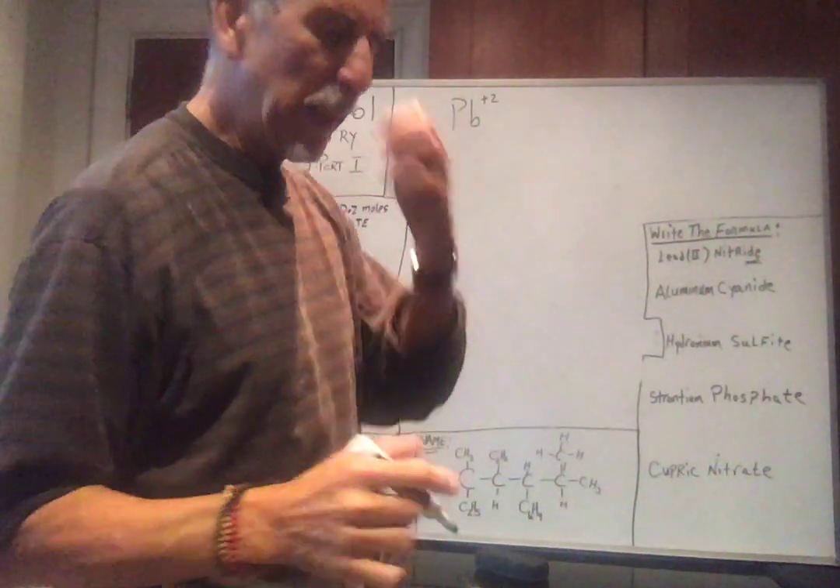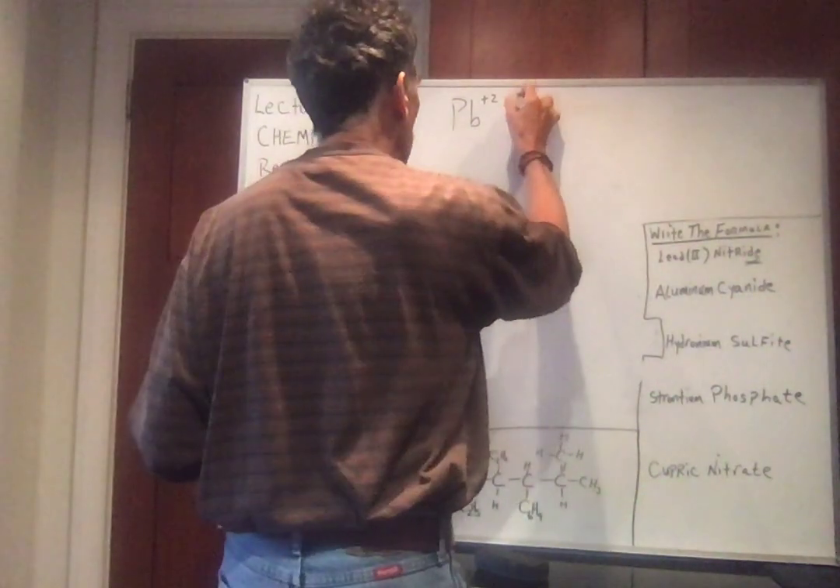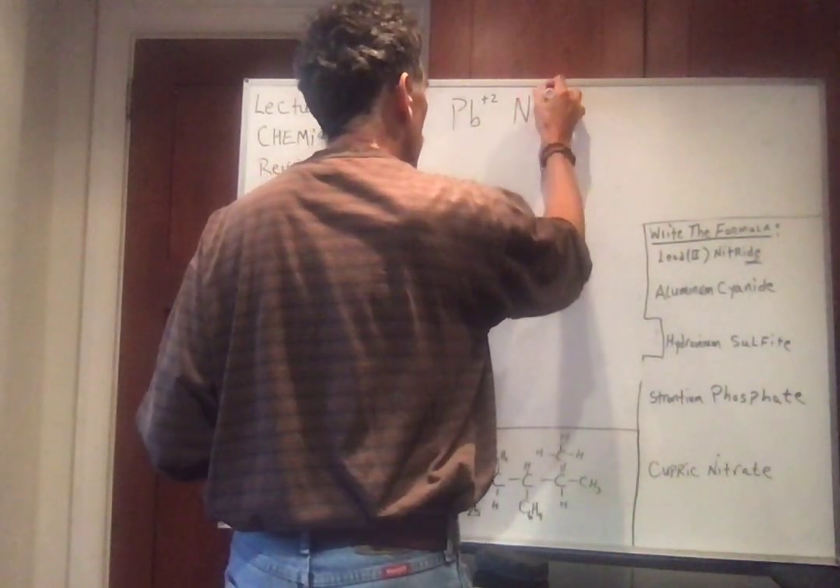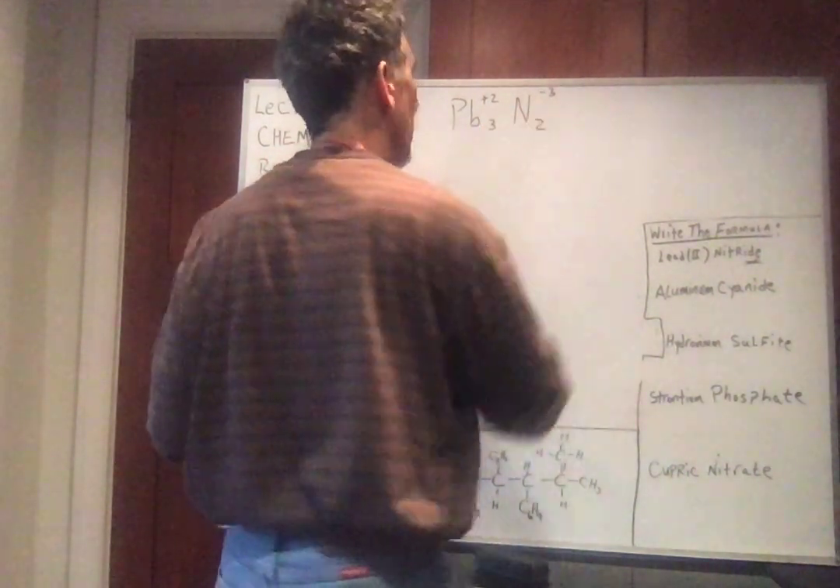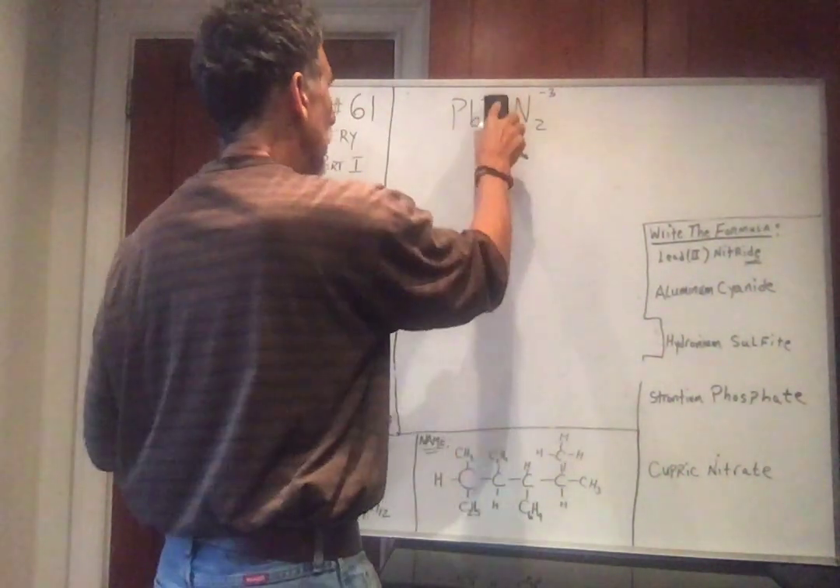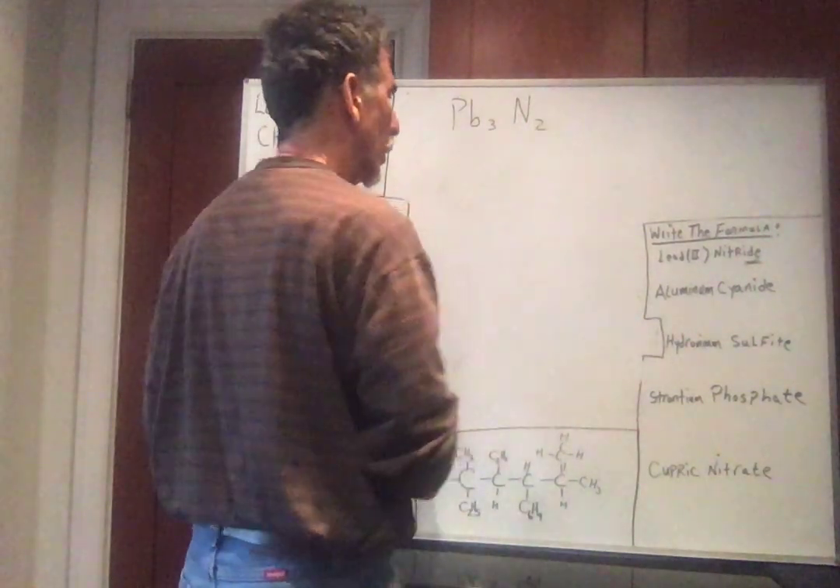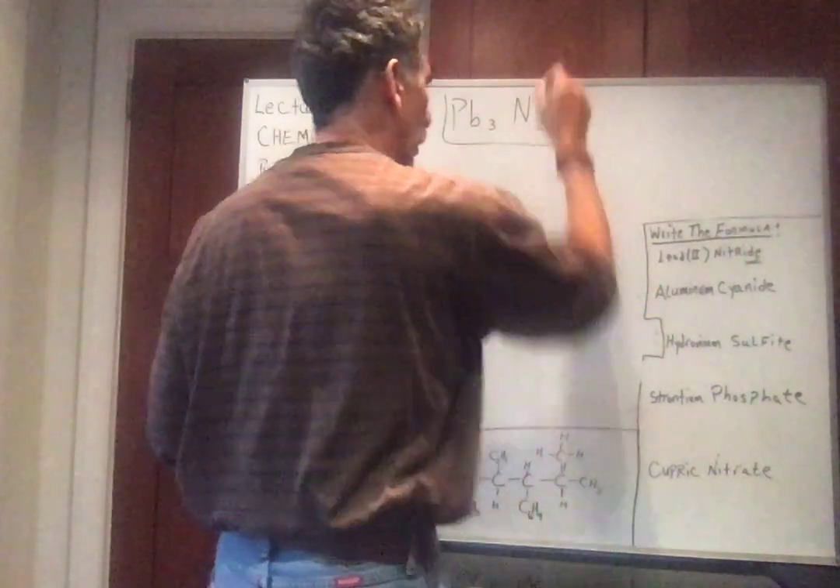Nitride is just the element, remember, so it's N. N is in group 5, so it has an oxidation of -3, so we need 3 of these and 2 of these. Okay, and I'll erase this. And there's our lead 2 nitride.